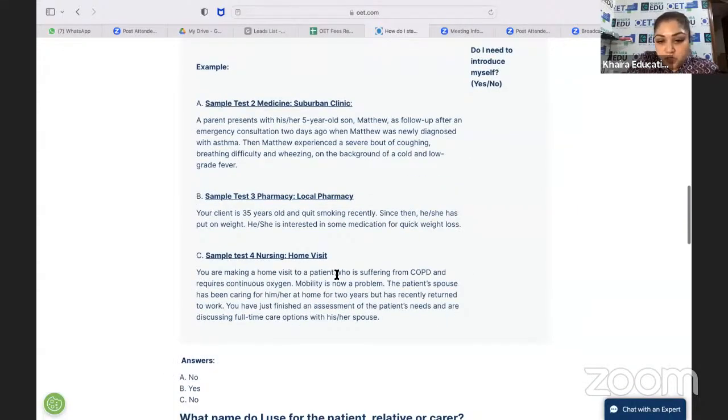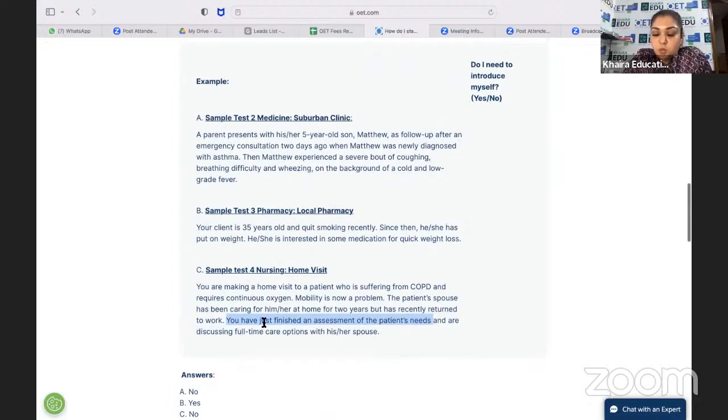You're making a home visit to a patient who's suffering from COPD and requires continuous oxygen. Mobility is now a problem. The patient's spouse has been caring for him or her at home for 2 years, but has recently returned to work. You have just finished an assessment of the patient's needs and are discussing full-time care options with his or her spouse. Do you need to introduce yourself when you start this?